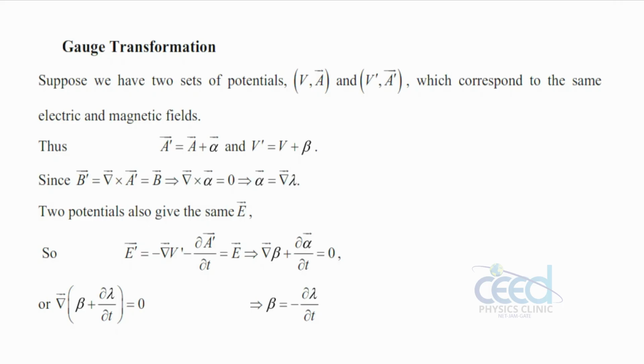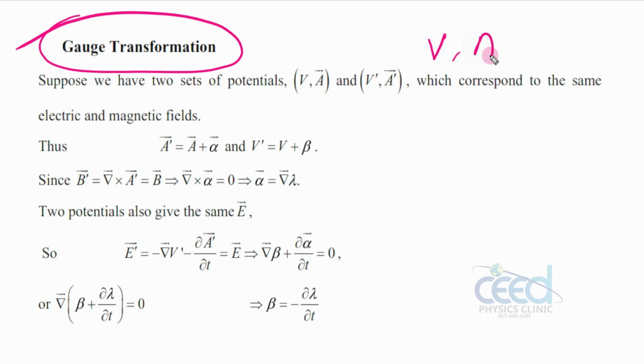Hi friends, good morning. Today we are going to discuss another section of electrodynamics part 4, that is gauge transformation. So we know electricity and magnetism are interconnected, and we studied the corresponding scalar potential V and a vector potential A. This is the magnetic vector potential, and this is the electric potential, right?